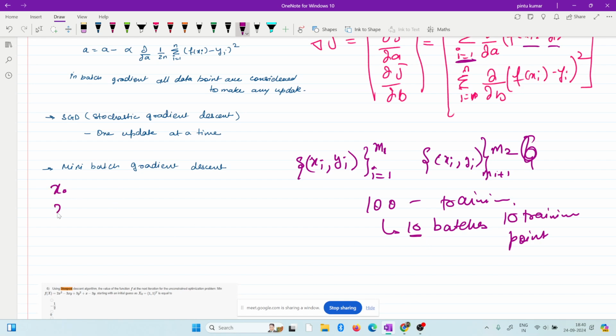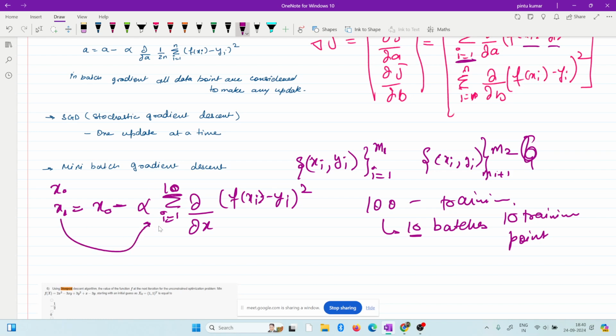So let's say you began with x naught, then your x1 is given by x naught minus alpha times summation i equals 1 to 10. So now you are not summing over all 100 points, but you are just summing over 10 points, del by del x of (f(xi) minus yi) square. So in order to calculate your gradient, now you are not looking at all the points, but to make one update, you are just looking at a mini batch. That's why it is called mini batch gradient descent.